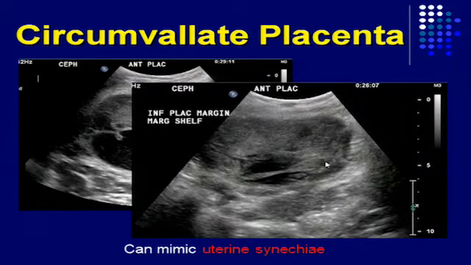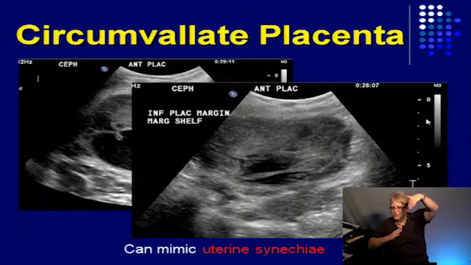But it's attached placenta to placenta, whereas a uterine synechia is uterus to uterus, it's scar tissue, and then you can have part of the placenta over there, but one end is not attached to the placenta, it's attached to the uterus.